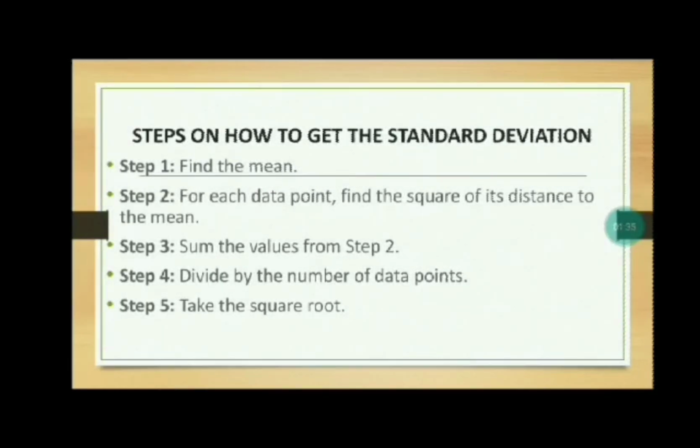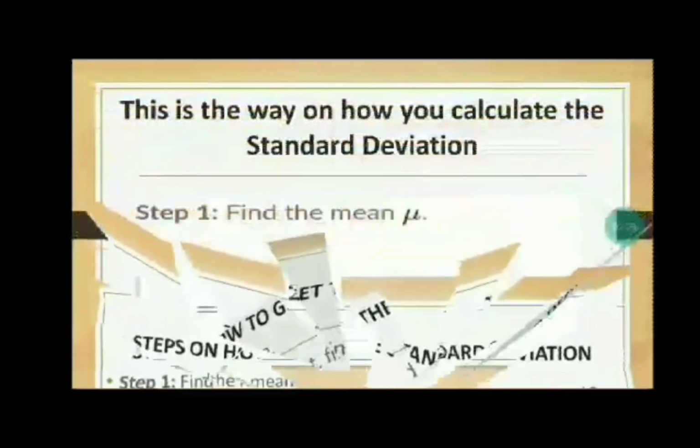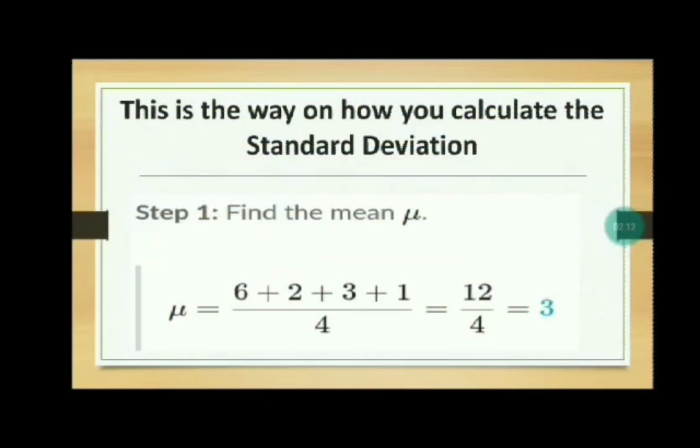So, steps on how to get the standard deviation. So, children, this is how you calculate the standard deviation. Step 1, find the mean. Step 2, for each data point, find the square of its distance to the mean. Step 3, sum the values from step 2. Step 4, divide by the number of the data points. Step 5, take the square root. So this is the way on how you calculate the standard deviation.